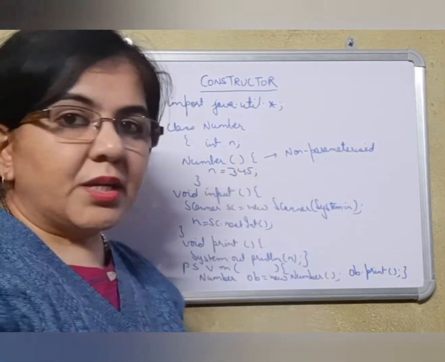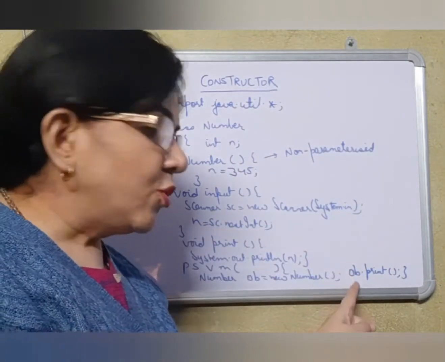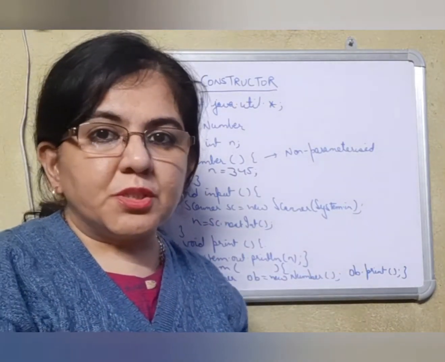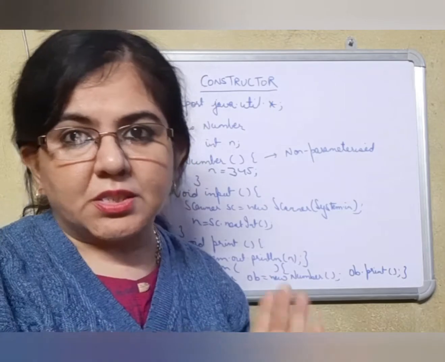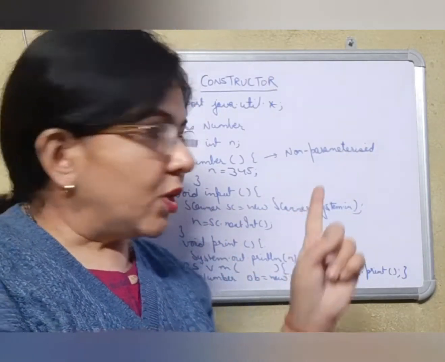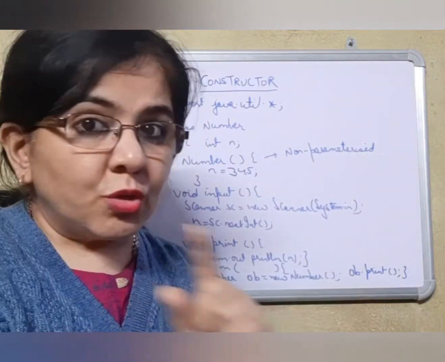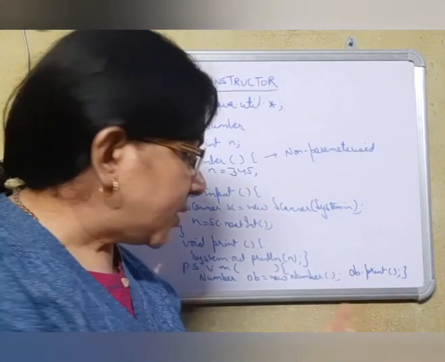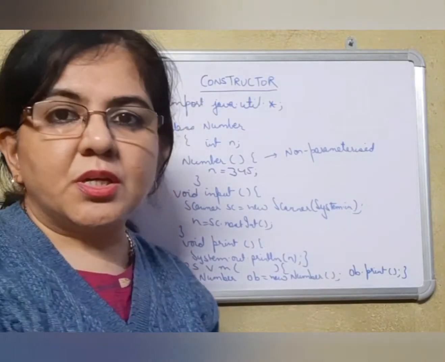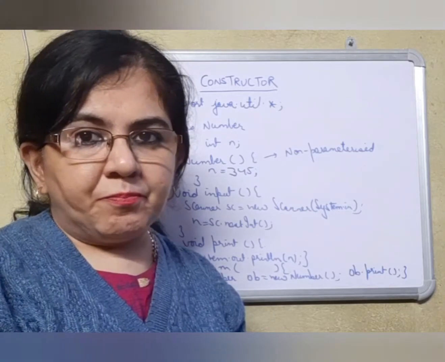It will give here n as 345, and if you do not call the input function and you try to print it only with ob.print, you will get 345 as it is. So this just shows that a constructor that you are creating is automatically called. You do not have to call it. It is automatically called while you are creating the object. After new, the name that you write, that is a constructor.